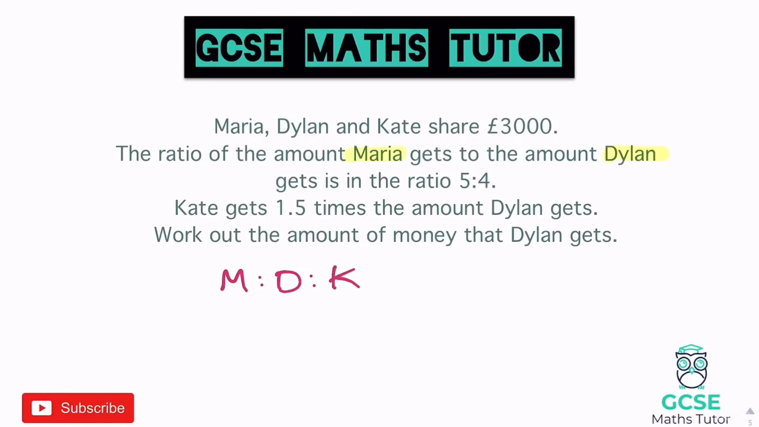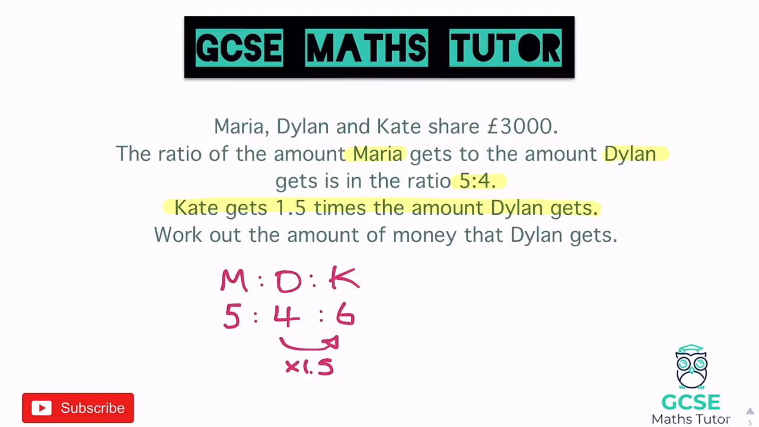Dylan and Maria, or Maria and Dylan, 5 to 4. So we've got 5 to 4 for Maria and Dylan, but we don't know how much Kate gets in terms of parts of the ratio. But it does then say Kate gets 1.5 times the amount that Dylan gets. So Dylan gets 4 parts, so if we times that by 1.5, that actually gives us a value of 6.